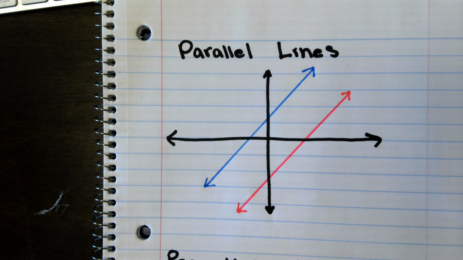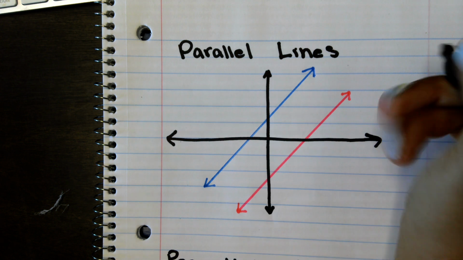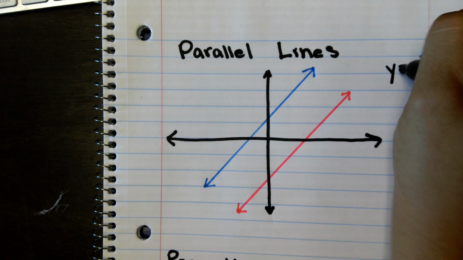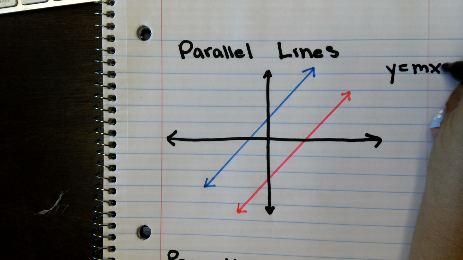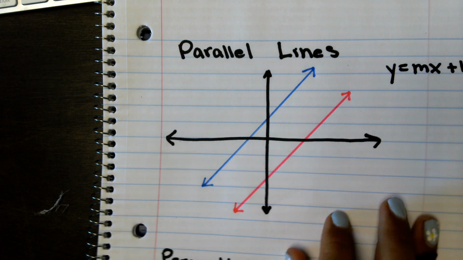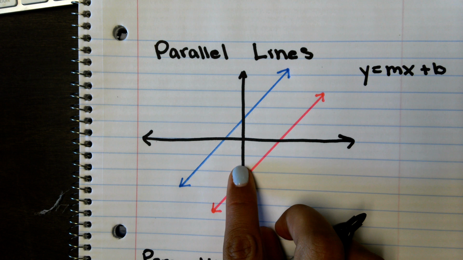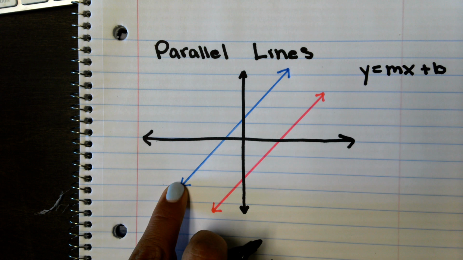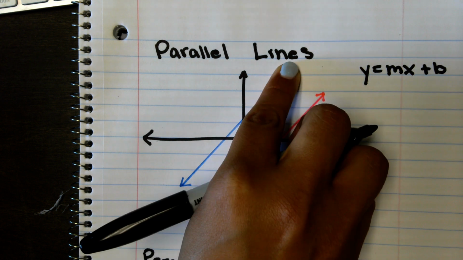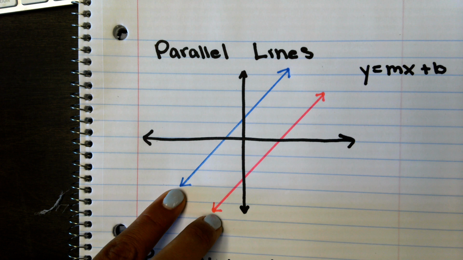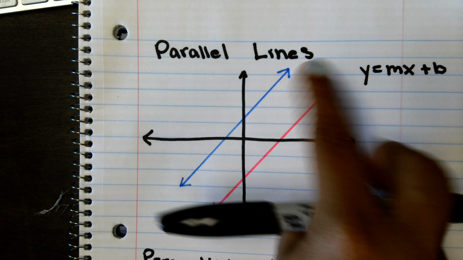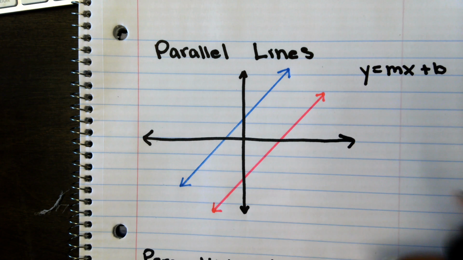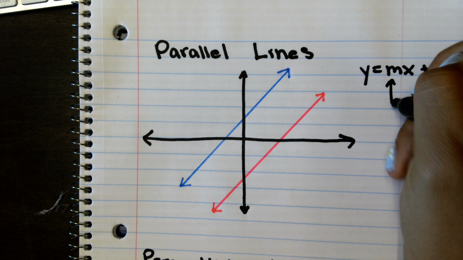So when I'm thinking about the fact that they're lines, I know that I could show their equations by y equals mx plus b. When I look at these, first of all, I know that both of their slopes must be exactly the same, right? For them to never intersect, they have to have the same exact steepness. So their m's are going to be the same.